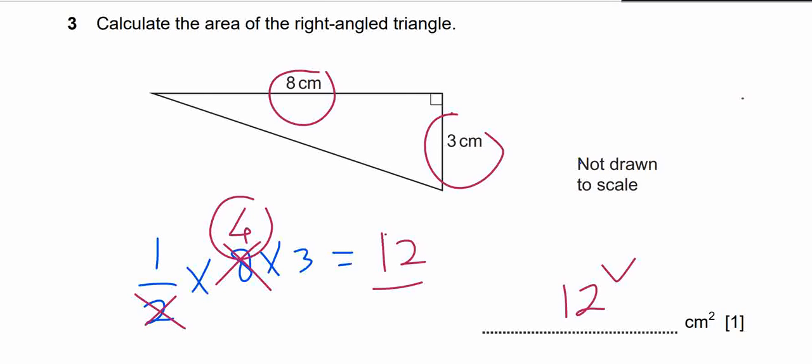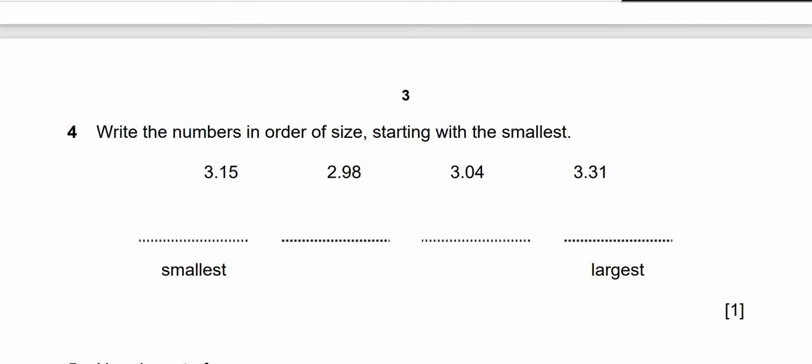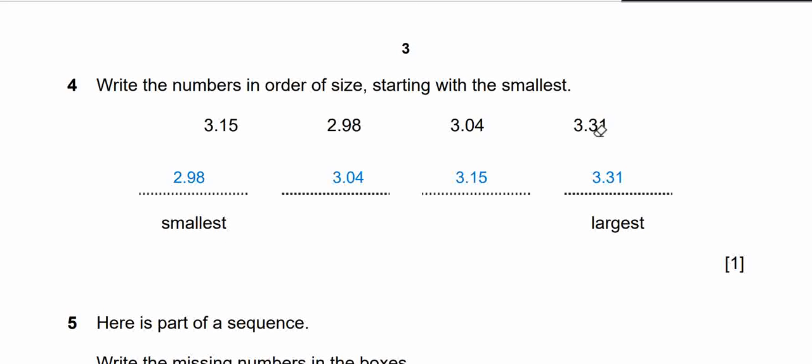So next we move on to question 4. Question 4 says, write the numbers in order, starting with the smallest: 3.15, 2.98, 3.04, and 3.31, from smallest up to the largest. 10 seconds from now. Alright, let's find the answer, guys. There you go, this is our answer.